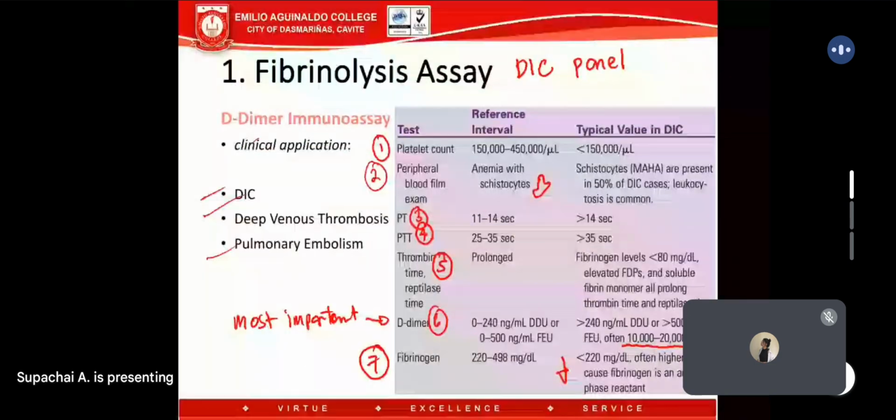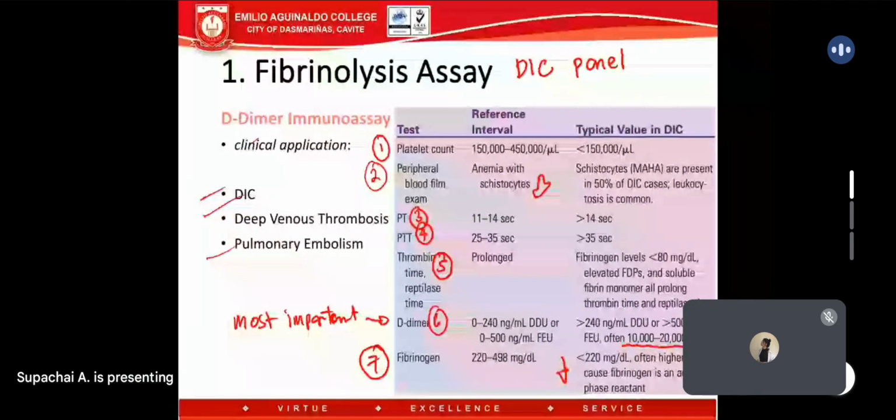Now, in speaking of DIC, meron tayong tinatawag na DIC panel. As you can see in the table, there are 7 criteria in the DIC panel. First criterion is the platelet count. Platelet count should be below 150,000. Bakit siya tinawag na thrombocytopenia? Paano siya naging criteria? Kasi nga di ba, if there is thrombosis, platelets are already activated. So mas konti lang yung mame-measure sa blood because platelets are already part of the thrombus.